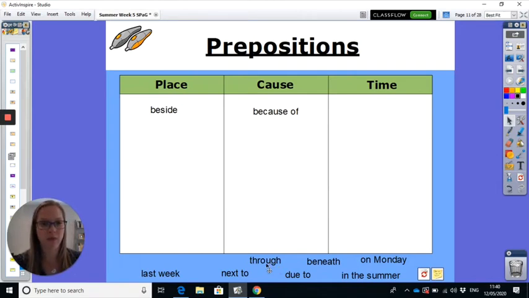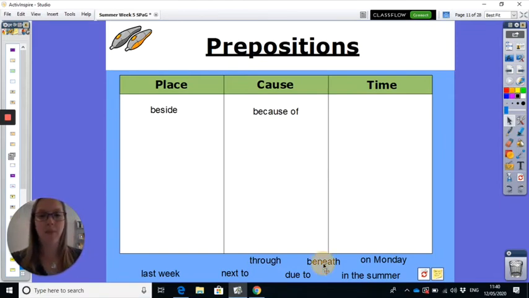Through. What do you think? Think about how we could use that in a sentence. Through. Beneath, on Monday, last week, next to, due to, in the summer. Let's sort these and we'll come back to through and see if you can figure it out.